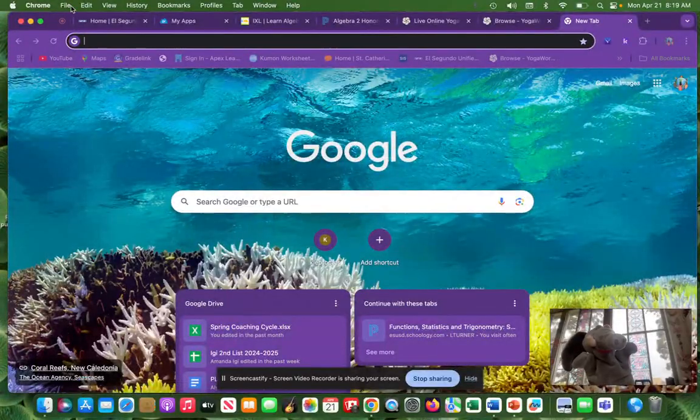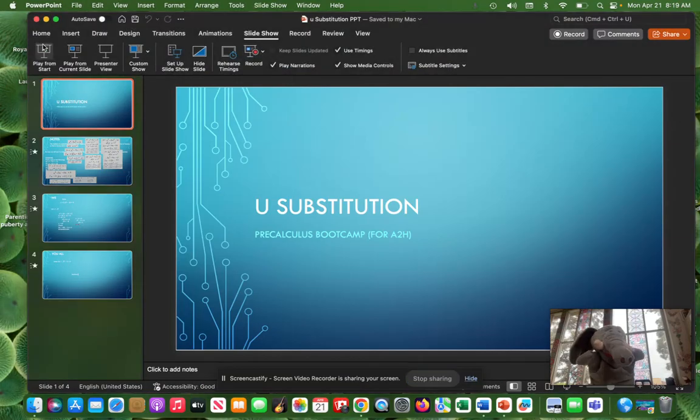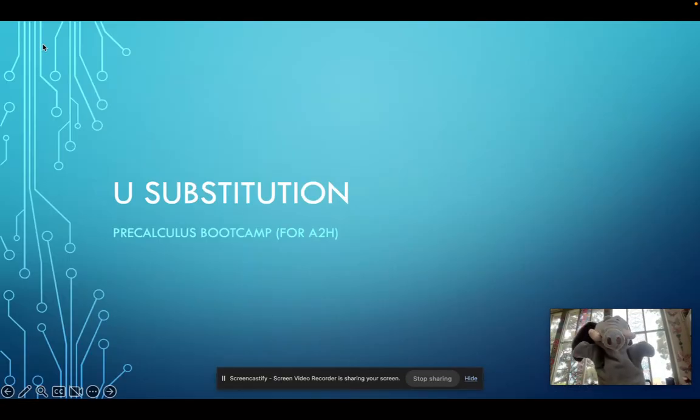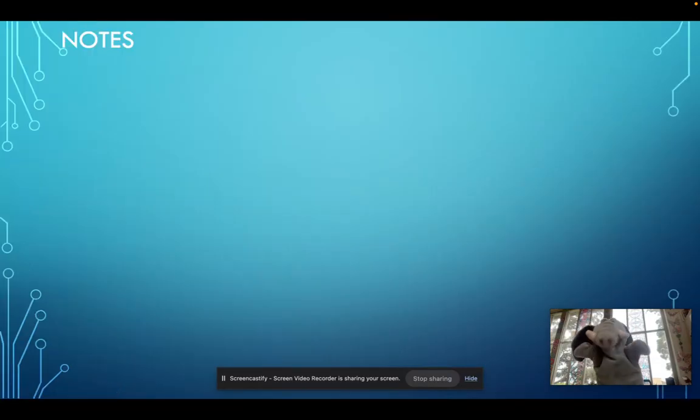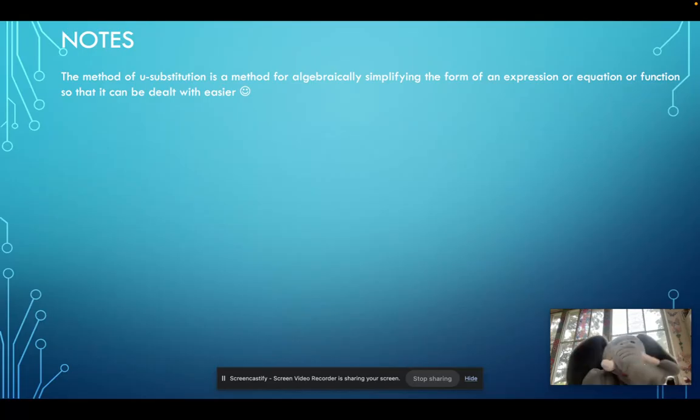All right, everyone, let's go ahead and talk about today's topic: u substitution. Okay, so first things first, let's take down some notes. The method of using u substitution is used for basically simplifying an expression or an equation or a function so that you can deal with it a little bit easier.